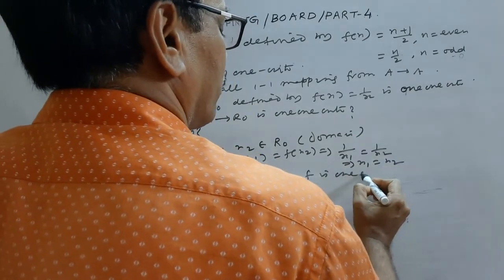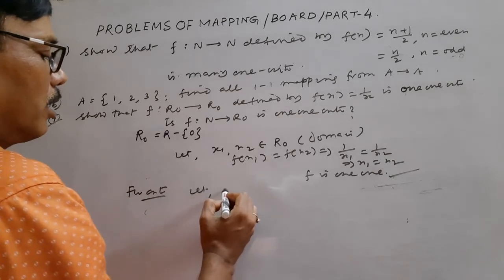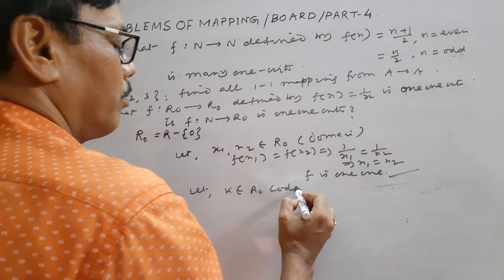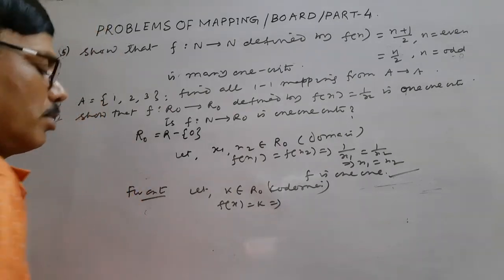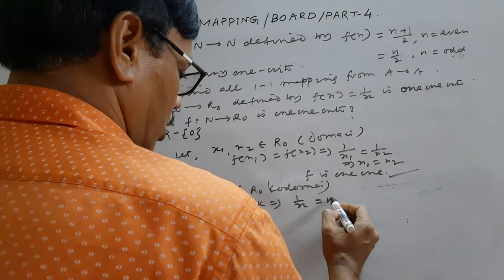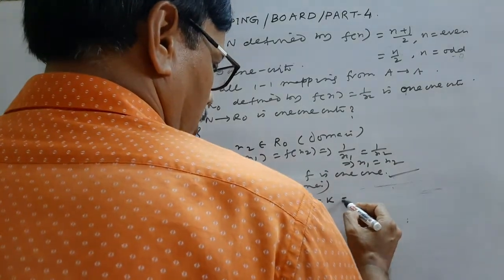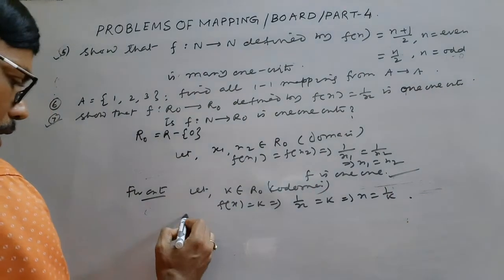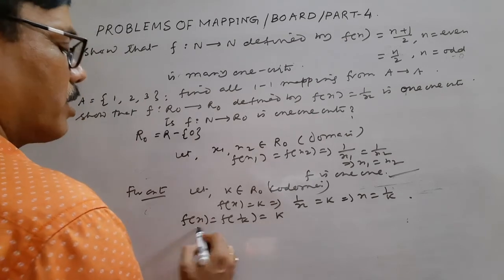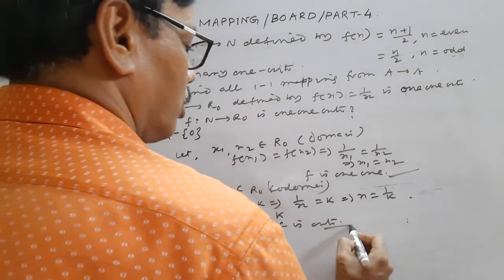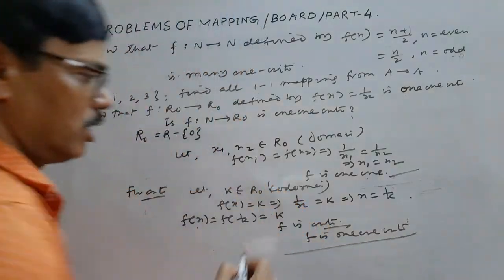So f is one-one. Now for onto, let k belong to R0, the codomain. So f(x) = k implies 1/x = k, so x = 1/k. So f(1/k) = k. So f(x) equals k has a preimage, so f is onto. So f is one-one and onto. So this is the first part.